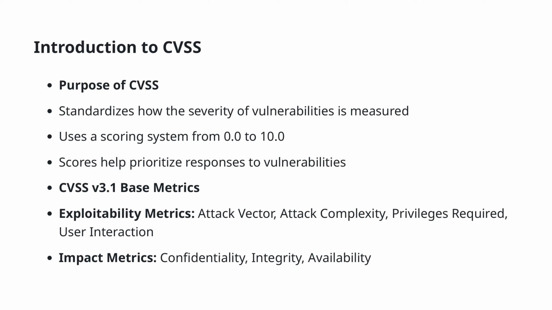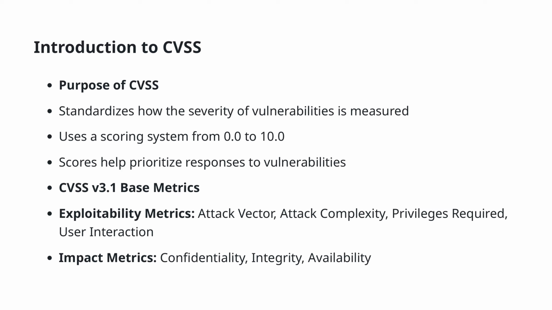On this slide, we are introduced to the Common Vulnerability Scoring System, or CVSS. The primary purpose of CVSS is to provide a standardized way to measure the severity of security vulnerabilities. This standardization helps organizations prioritize their response efforts based on the severity score, which ranges from 0 to 10.0. CVSS v3.1 includes two main sets of metrics: exploitability metrics and impact metrics. Exploitability metrics investigate how easily a vulnerability can be exploited.